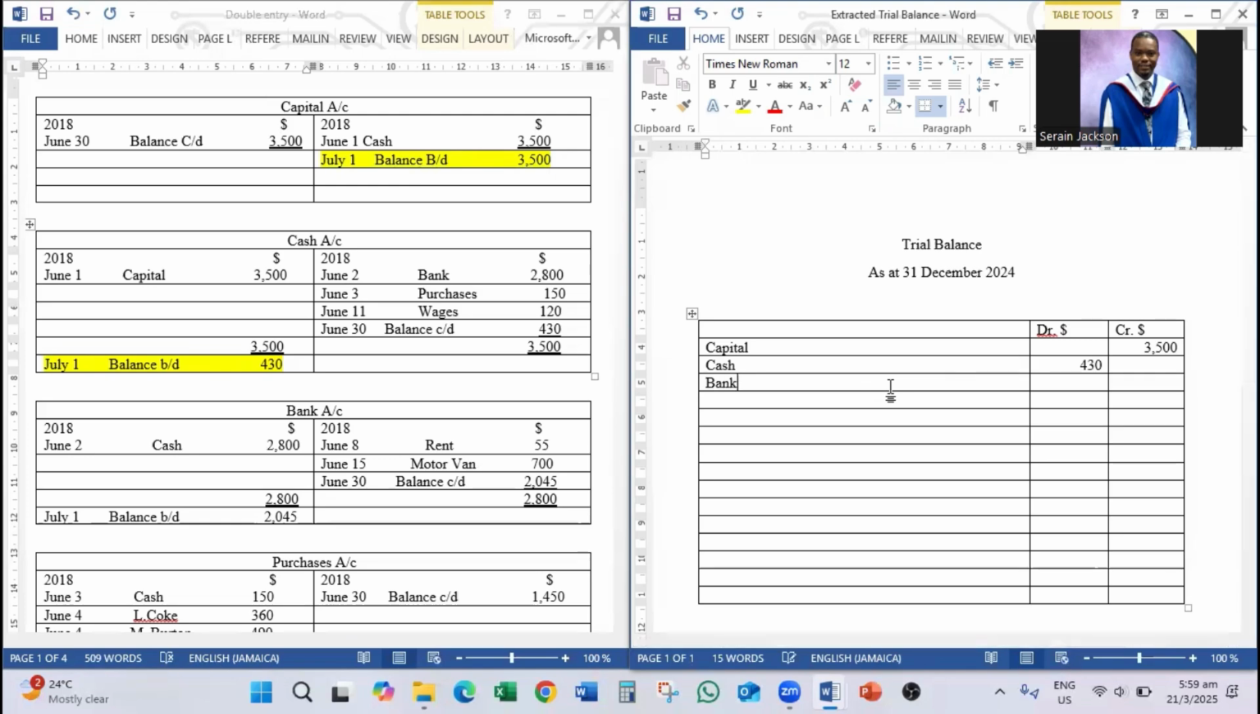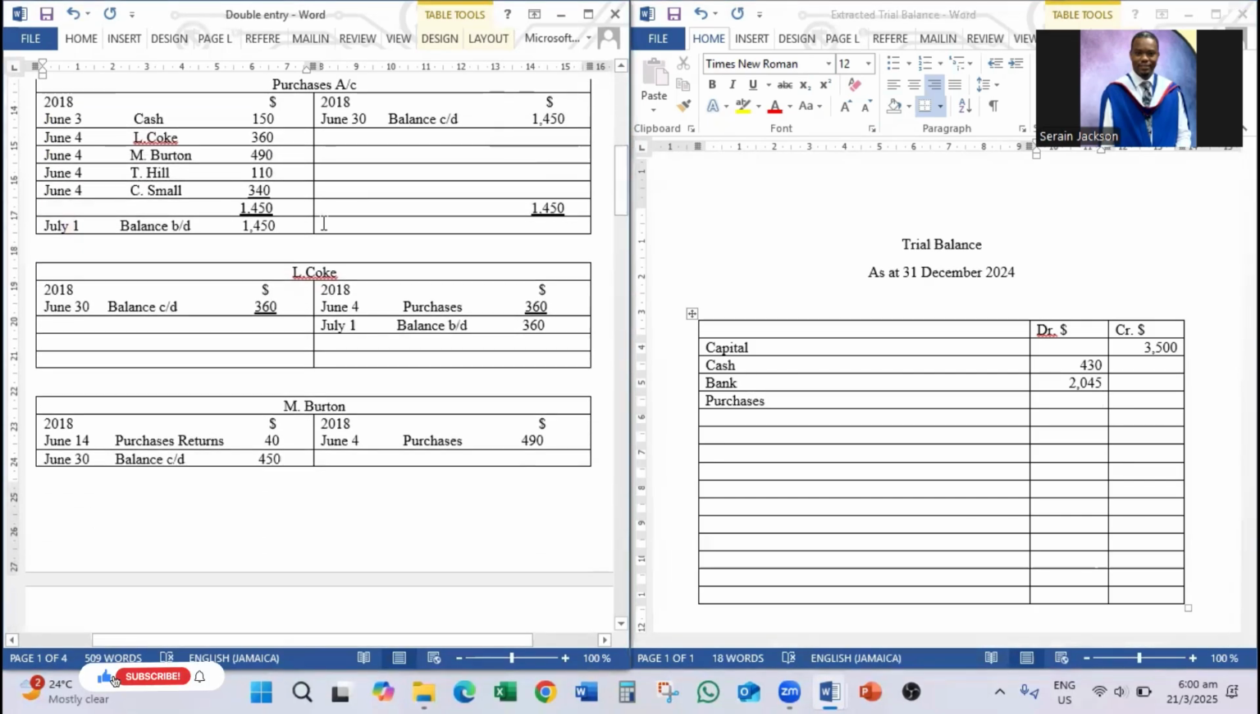And you have the bank account. Bank account, balance brought down is also on the debit side. Remember that the bank account doesn't always have to carry a debit balance. You may have a situation where there's a bank overdraft. So 2,045. And then you have purchases account. The purchases account always carries a debit balance. So the purchases account is going to be on the debit side. So the balance brought down there, 1,450. And then you have your creditors.